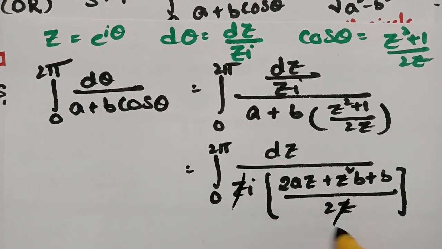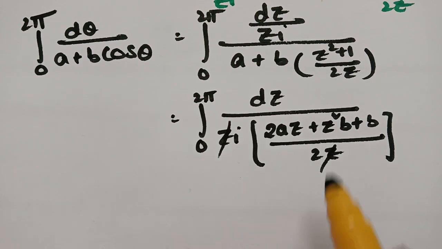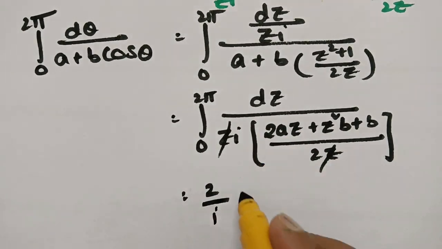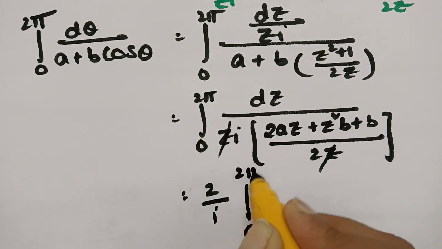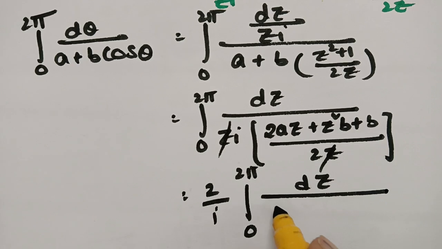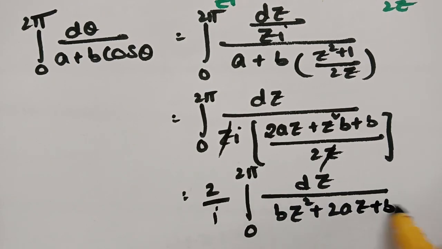So if I cancel the z and send 2 to the numerator, this will be 2 by i. So here there is i left. This is the integral from 0 to 2 pi of dz by bz square plus 2az plus b.